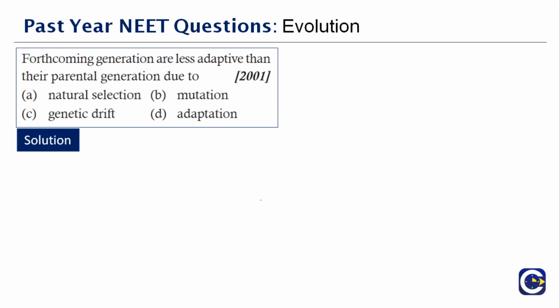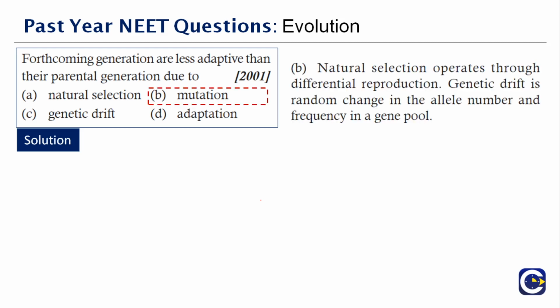Why? Very easy question, but you just have to think logically. No, it's not just natural selection. As I said, natural selection operates through differential reproduction. That is not the answer, while genetic drift is a random change. So what do you think will be the answer here? It's because of the mutation that is happening. What is mutation? The sudden changes that happen in the heritable factors, right? Therefore, the right answer to this question is option B, mutation.